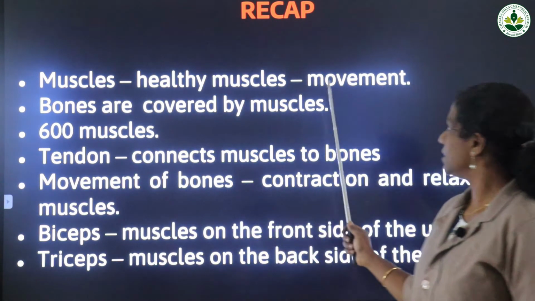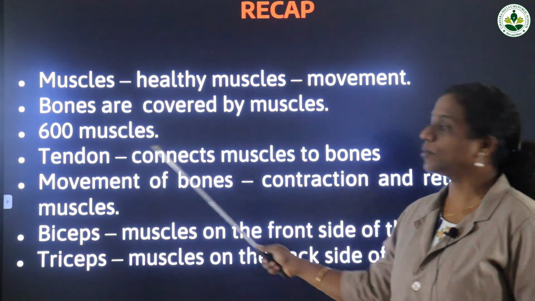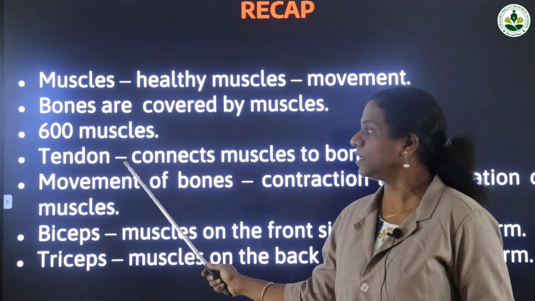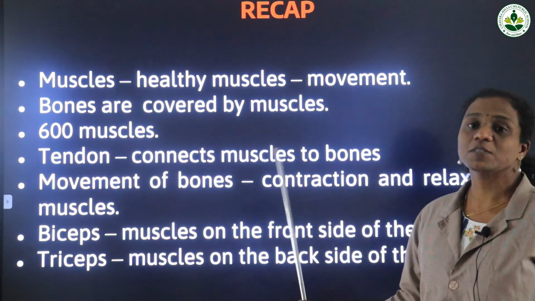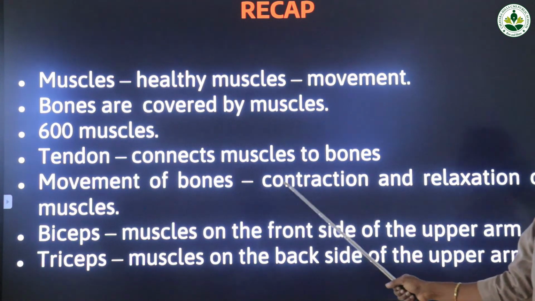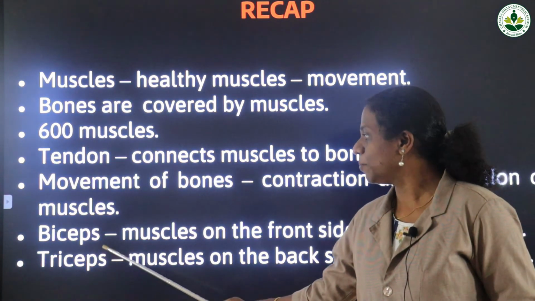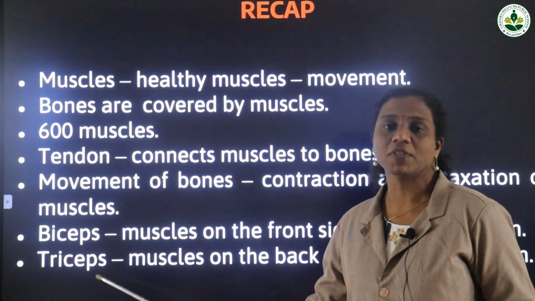The muscles help in movement. Bones are covered by muscles. Almost 600 muscles are present in our body. Tendon connects muscles to bone. Movement of bones is mainly due to the contraction and relaxation of muscles. Then we studied biceps and triceps, muscles present in our arm.